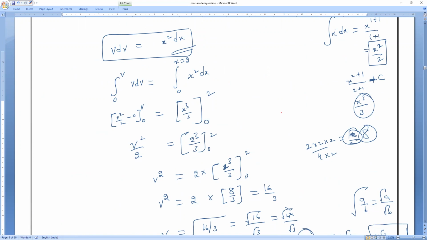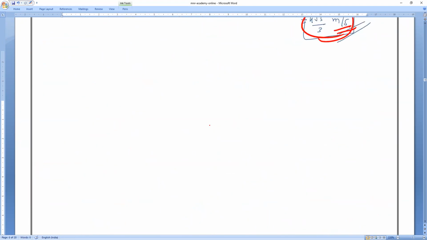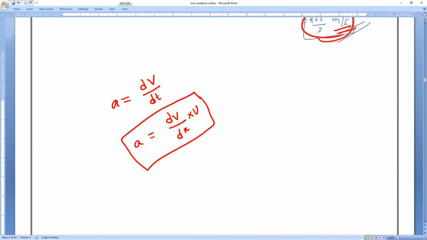So this is the ordinary way. If you don't want this, we can solve it in this way. But you have to remember, if you want to solve with this formula, we need to know the acceleration formula. What is the acceleration formula? Everybody learn. Acceleration is equal to dv by dt. Or we can get acceleration equal to dv by dx into v, that is v. That is another formula for acceleration. By applying this only, you people can solve this question. Is it okay, guys? Everybody understood or not?